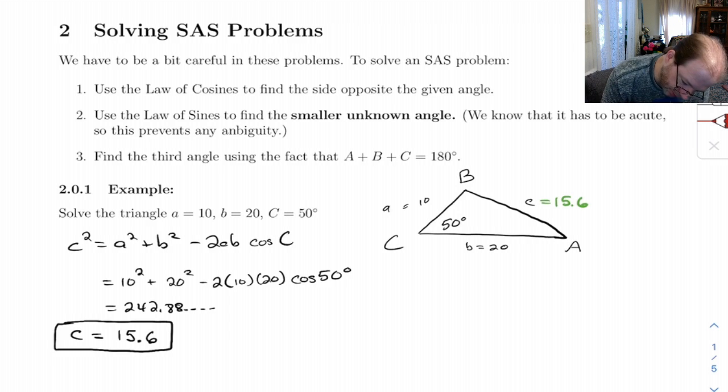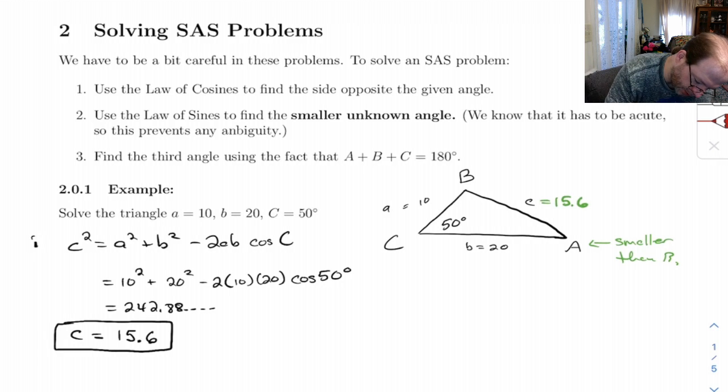So if you look at these, I tried to draw this somewhat to scale, but between these two angles, B and A, B is opposite this side, A is opposite this side. So A is opposite the smaller side, therefore A is the smaller angle. So this is smaller than B. So I'm going to use the law of sines here to find A.